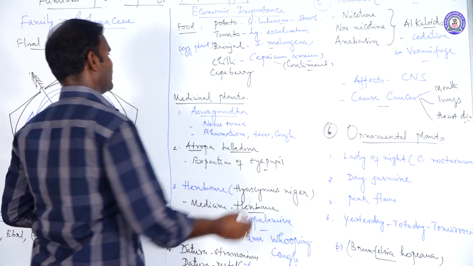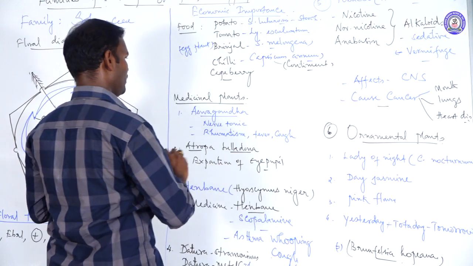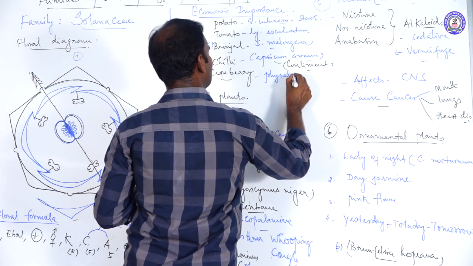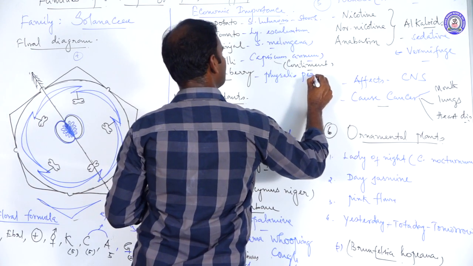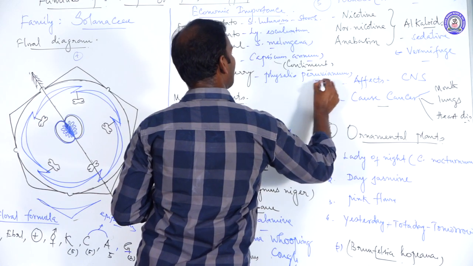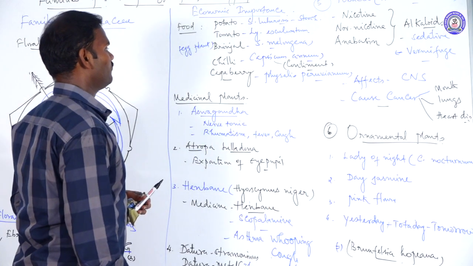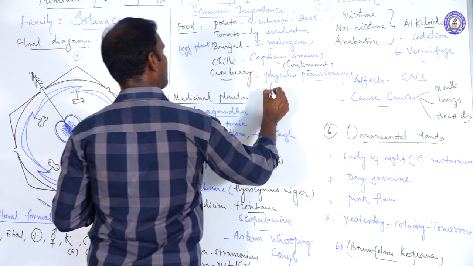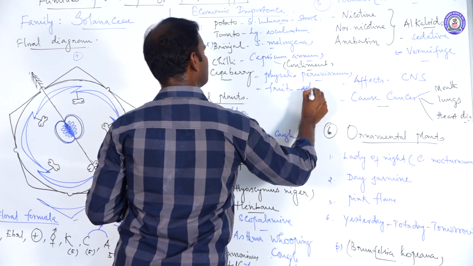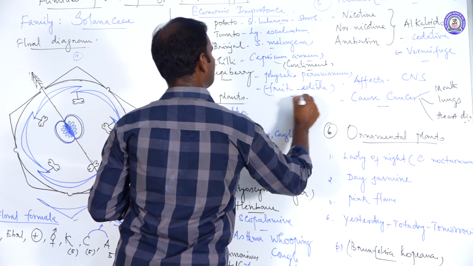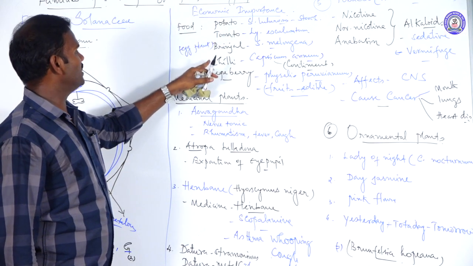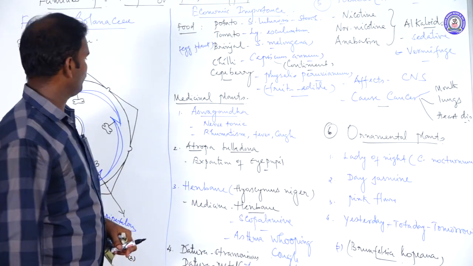Cape gooseberry, its binomial name Physalis peruviana. The fruit is edible. These are the food sources: potato, tomato, brinjal, chili, and cape gooseberry.